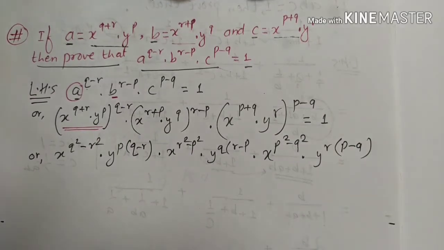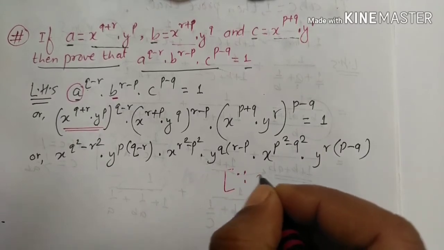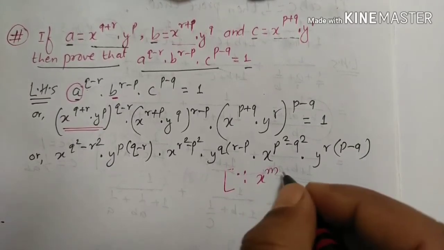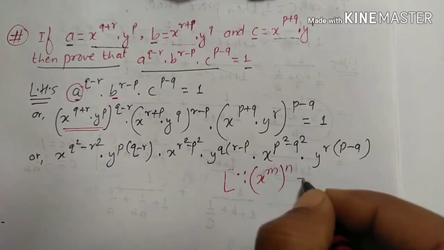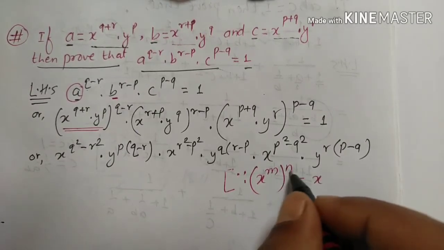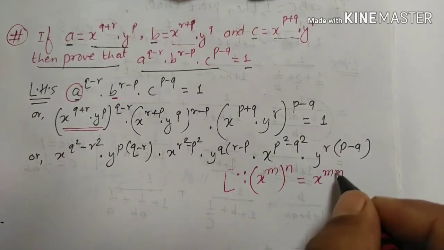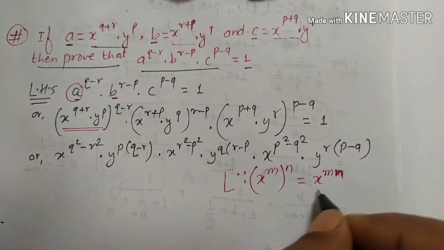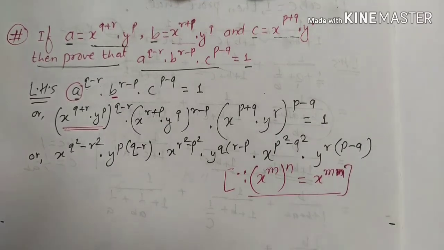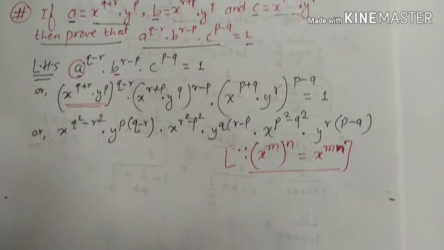It is because suppose x power m has power n, then we can write it like this: x power m n, that means n will multiply with m, so x power m n. It is a basic formula of the indices. That's why we write like that.